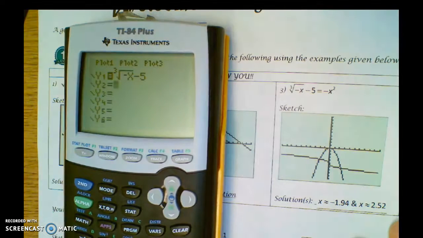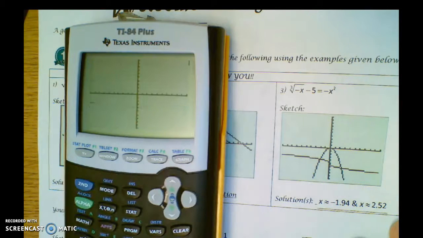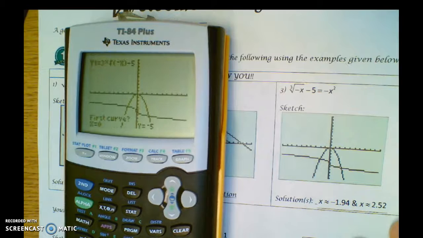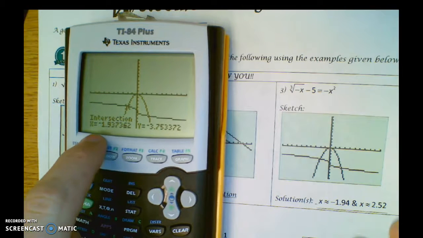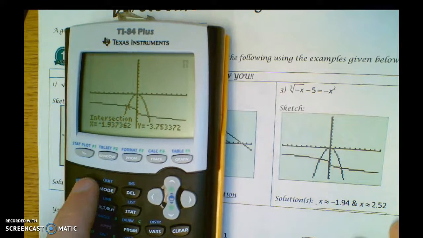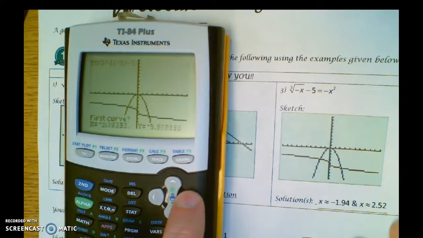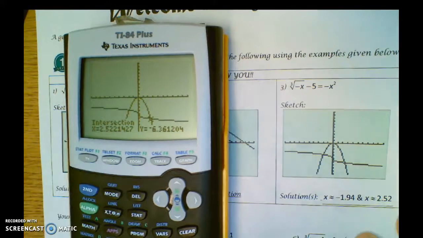In the second equation, it's just negative x squared. And then if I hit graph, I should see the same equation. I do. Hit second, trace, intersect, enter, enter, enter. This gave me the intersection to the left, which is negative 1.94. And then I have to do it again because there are two intersections on this graph. I have to hit second, trace, intersect. This time I'm going to shift over to the right though, because I want to make sure I get this point on the right. Enter, enter, enter. And there's my 2.52. Alright, so try the next 3 problems on your own.